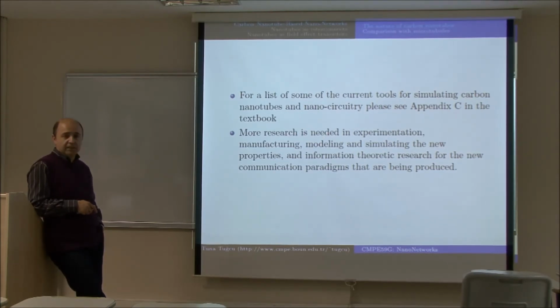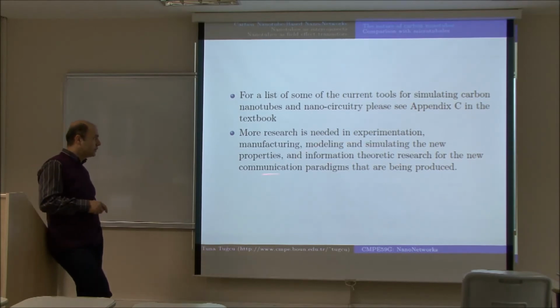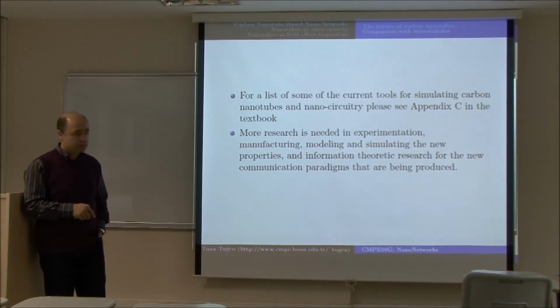And more research is still required in experimentation, in how to do manufacturing. That's very important. First, the experimentation is done in the lab environment. But once you're able to produce something in the lab environment, you should find an efficient way of producing those things in mass production manners so that it becomes cheap and a usable technology. Otherwise, it would be useless. Modeling and simulating these properties and information theoretic research for the new communication paradigms that are being produced.